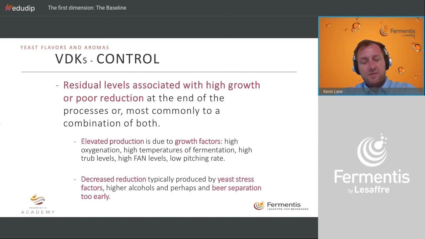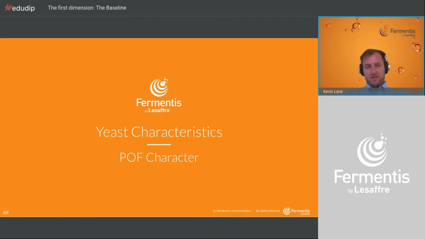And then the decreased reduction is typically produced by yeast stress factors, higher alcohols, and perhaps the separation from beer too early. I know that sometimes it's related to bacterial infection as well, so always be careful. I think Pediococcus is known to produce more diacetyl than the yeast can reduce at the end of fermentation. So there are other ways for this to happen, but we're talking just about yeast here, not about the bacteria.